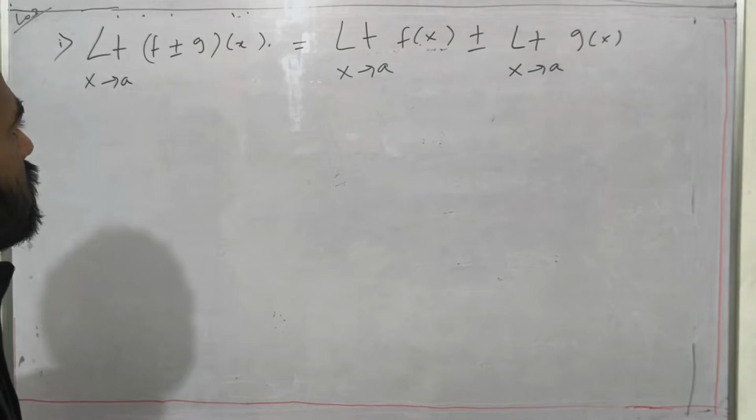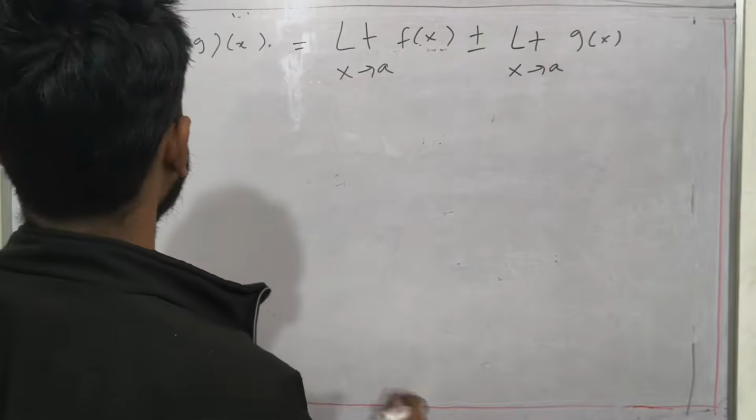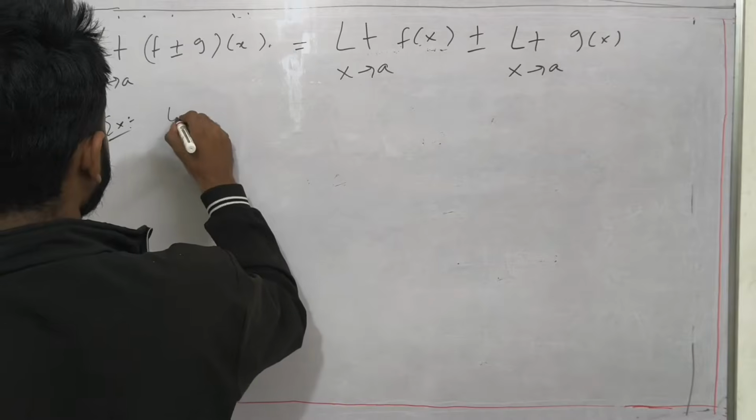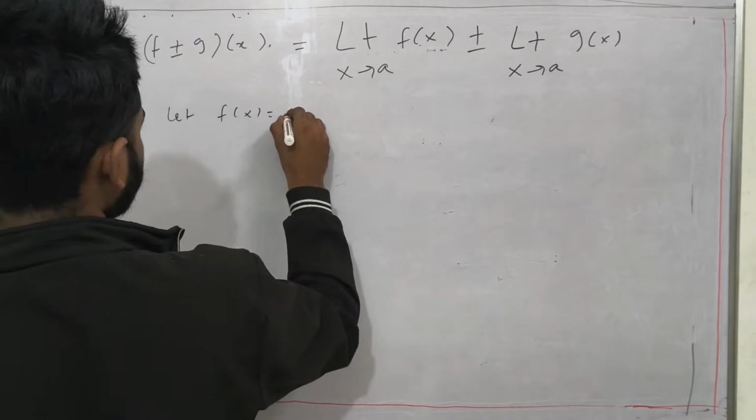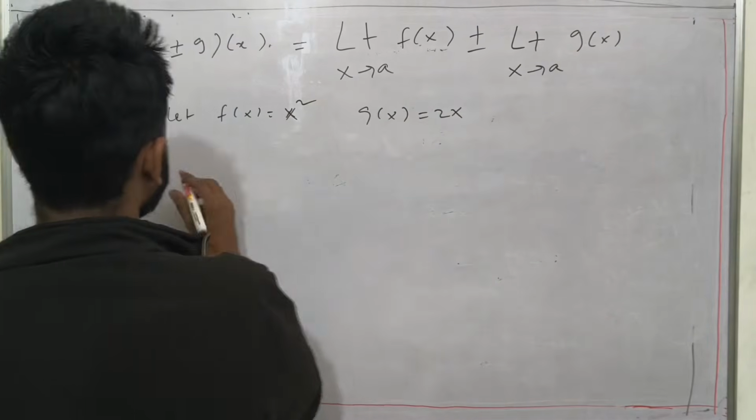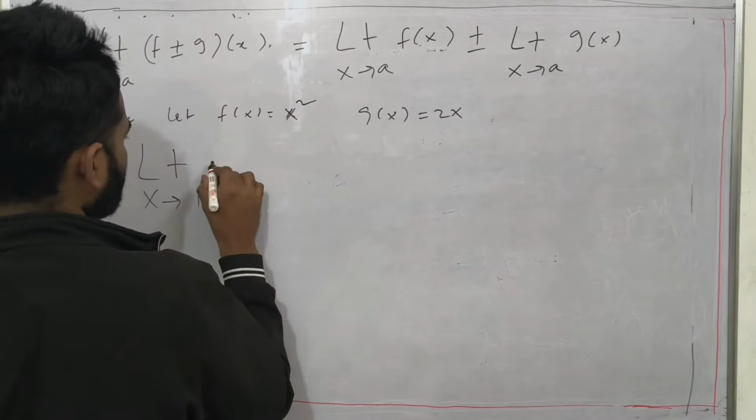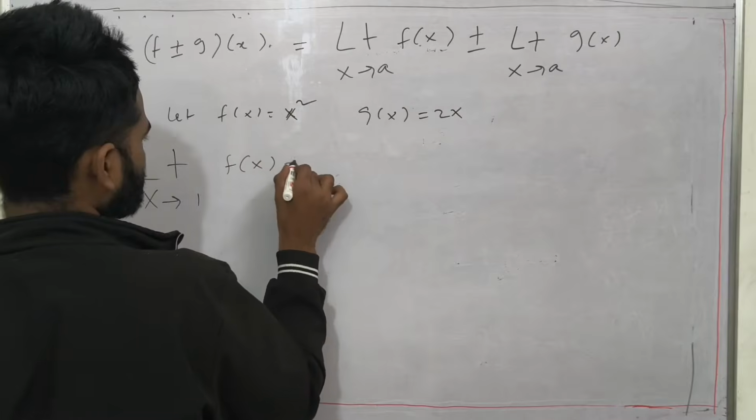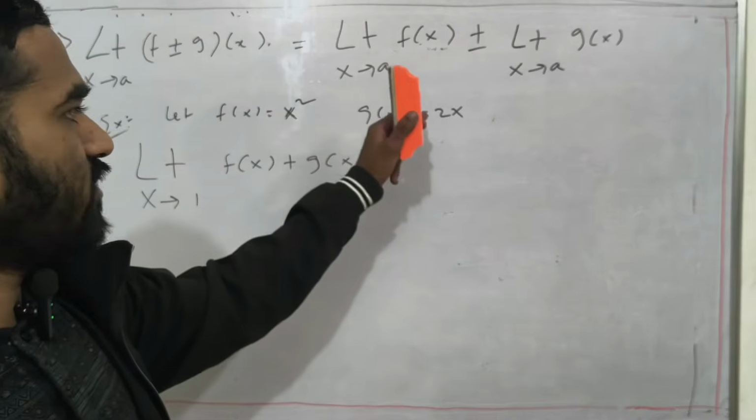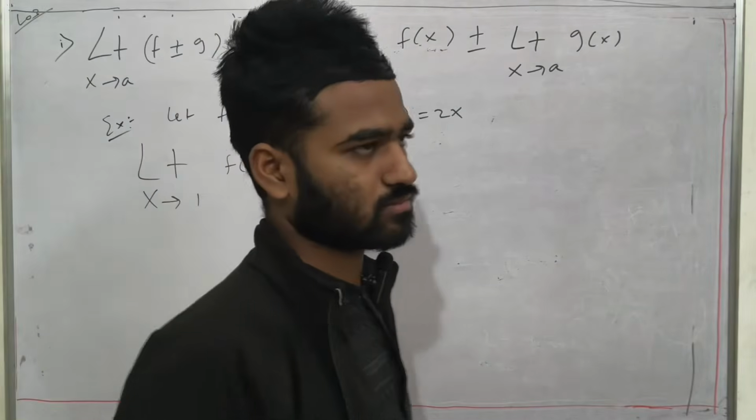So let's explain through an example. Let f of x equals x square, g of x equals 2x, then find limit x tends to 1 of f of x plus g of x. This is the question.